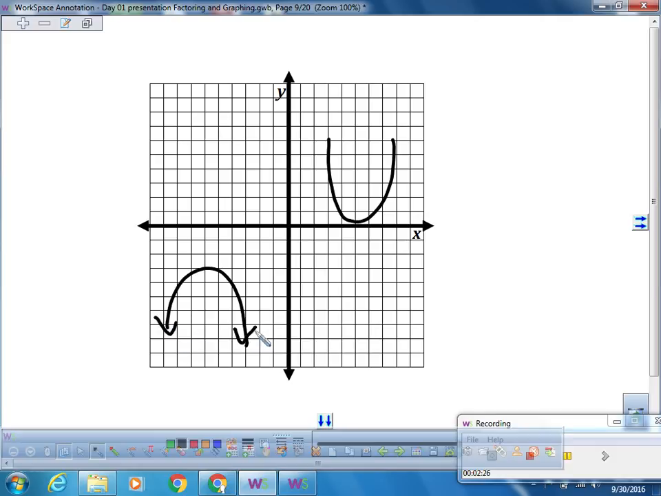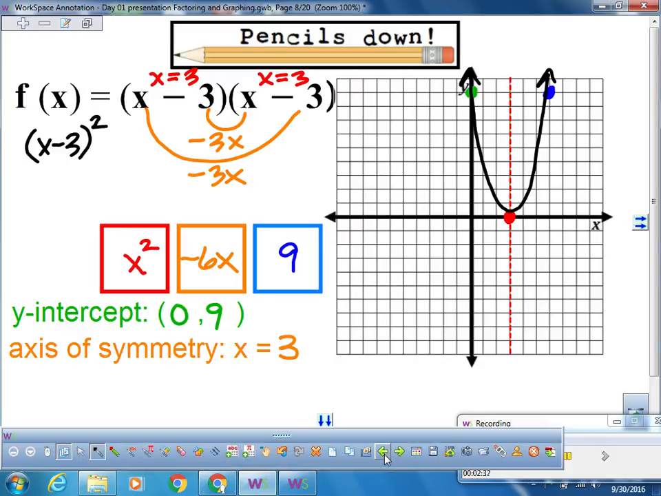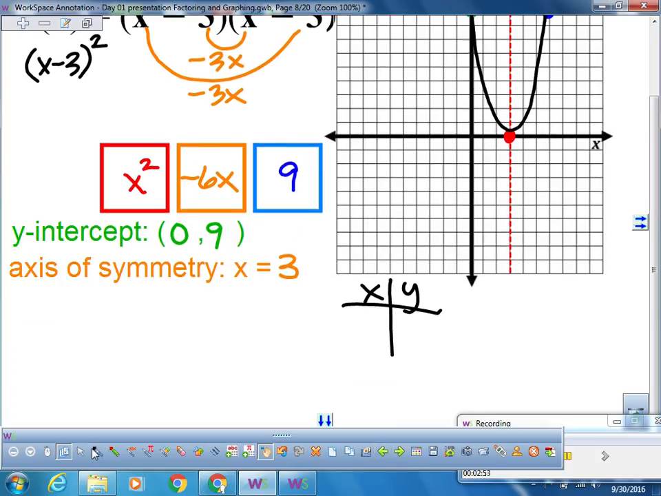Yes, King? You could plot points using a table, yes. You could use a table to plot more points, because you want to make it nice and pretty and spend more time, Kane. I would totally be happy with that.